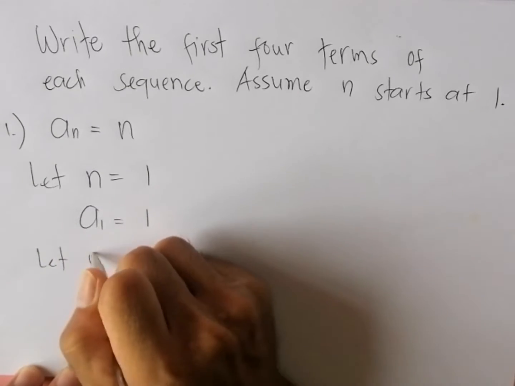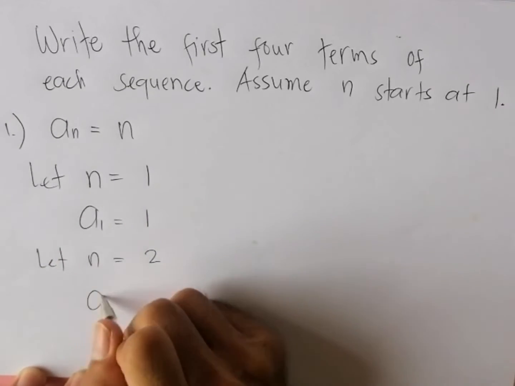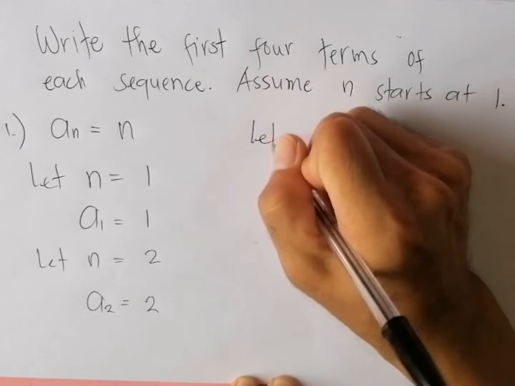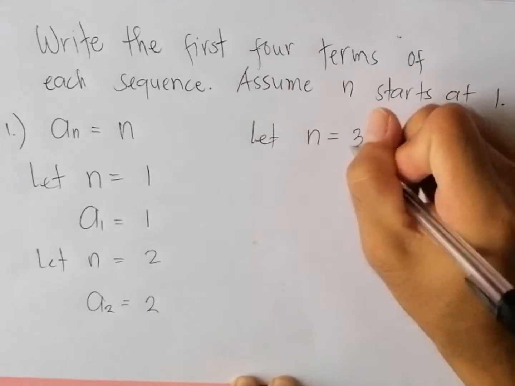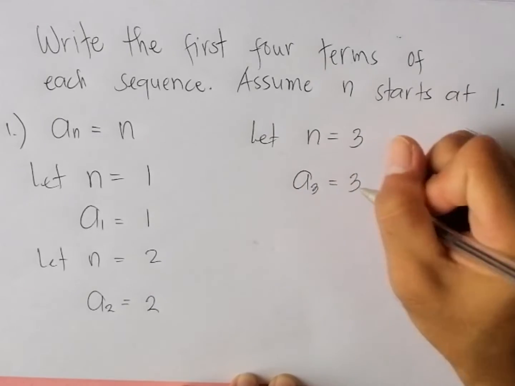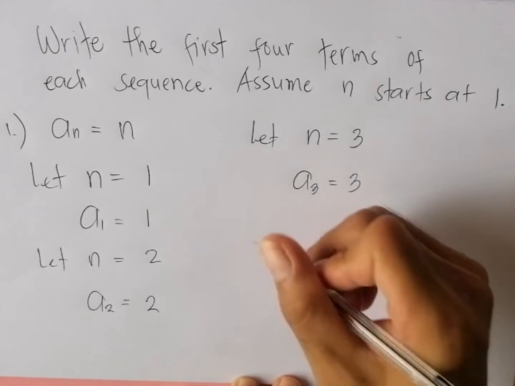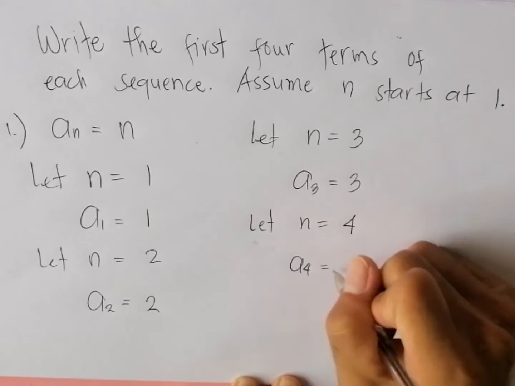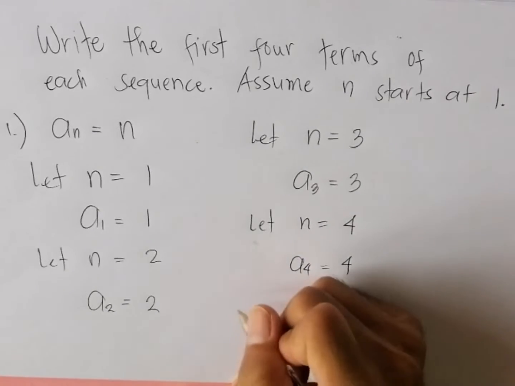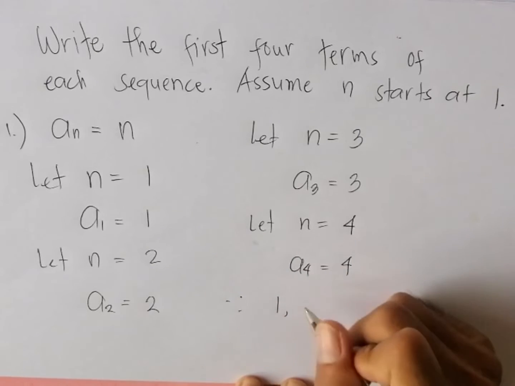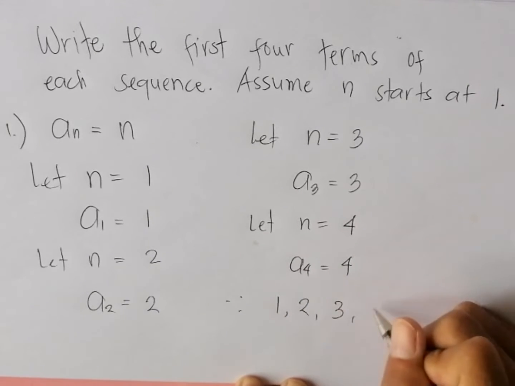Next, let n is equal to 2. So we have a sub 2 is equal to 2. Then let n is equal to 3. So we have a sub 3 is equal to 3. Then let n is equal to 4. So we have a sub 4 is equal to 4. Therefore, the first four terms of the sequence are 1, 2, 3, and 4.